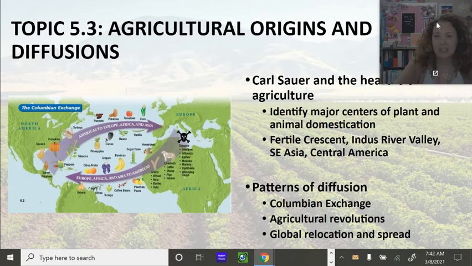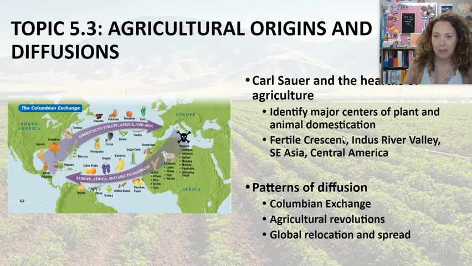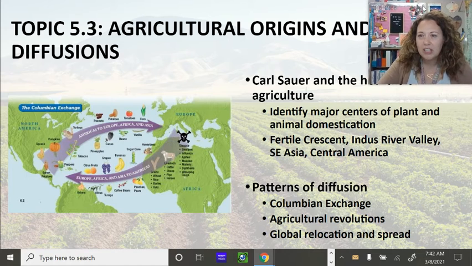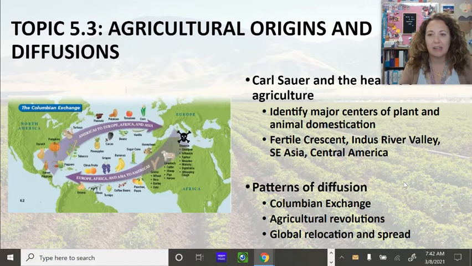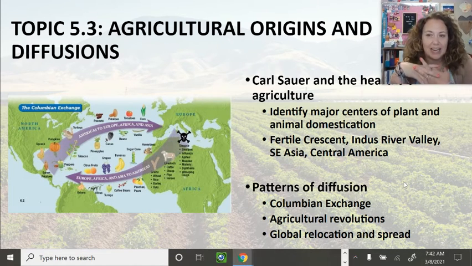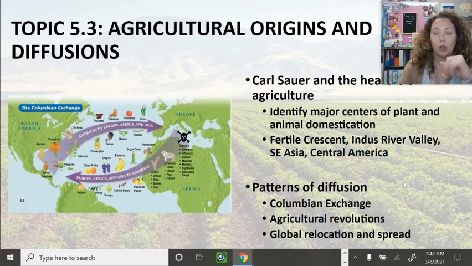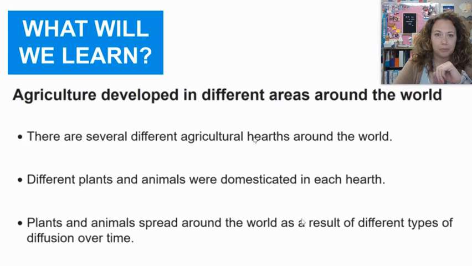Origins and diffusions. So basically, you need to understand the hearths of agriculture. Yep, Carl Sauer and the hearths of agriculture. So you need to understand where major centers of plant and animal domestication happened. So historically, Fertile Crescent, Indus River Valley, Southeast Asia, Central America. And then diffusion. How did those things spread to the rest of the world? Columbian Exchange, agricultural revolutions, and then global relocation and spread.